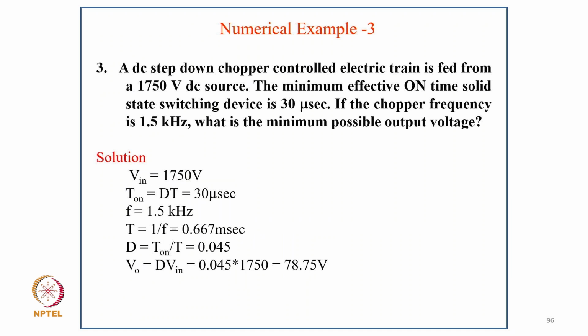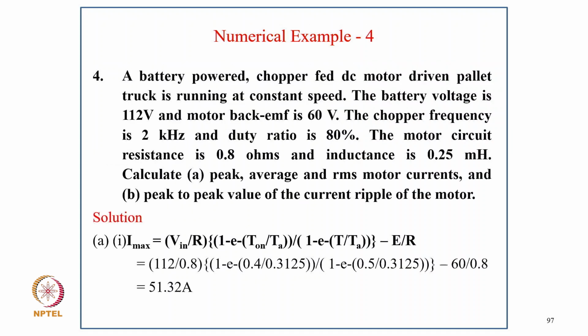Coming to numerical example third, a DC step down chopper controlling an electric train is fed from a 175 volt DC source. The minimum effective on period of the solid-state device is 30 microsecond. If the chopper frequency is 1.5 kilohertz, what is the minimum possible output voltage? So Vin is 175 volt, T on is 30 microsecond, F is 1.5 kilohertz, T equal to 1 upon F, 0.0667 millisecond, D equal to T on upon T, so that is 0.045. So V output is D Vin, so that is 78.73 volt.